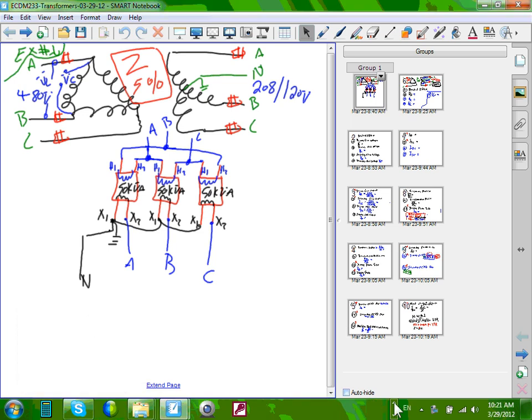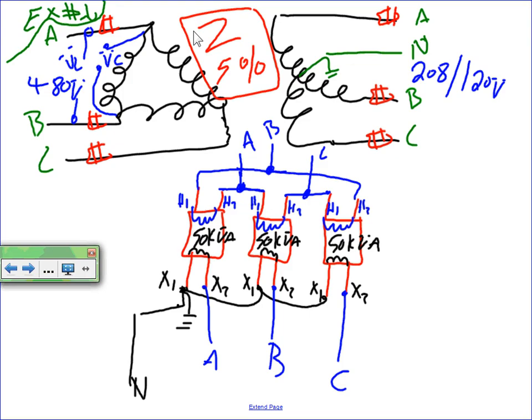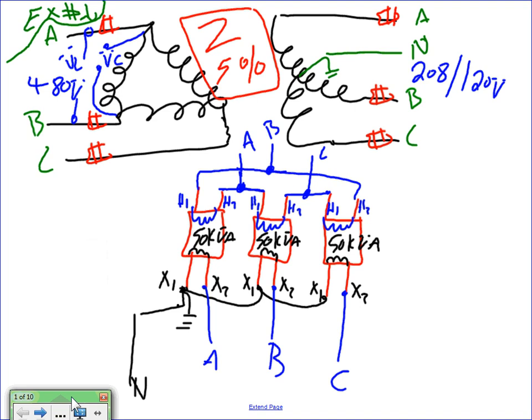So let's go ahead and do some calculations here. Okay, let me go over what this example is. Again, this is the start of our calculation for industrial. Every building, industrial or otherwise, starts with a transformer.